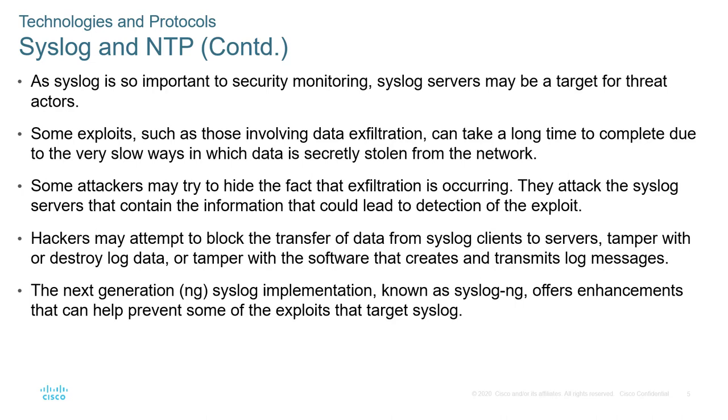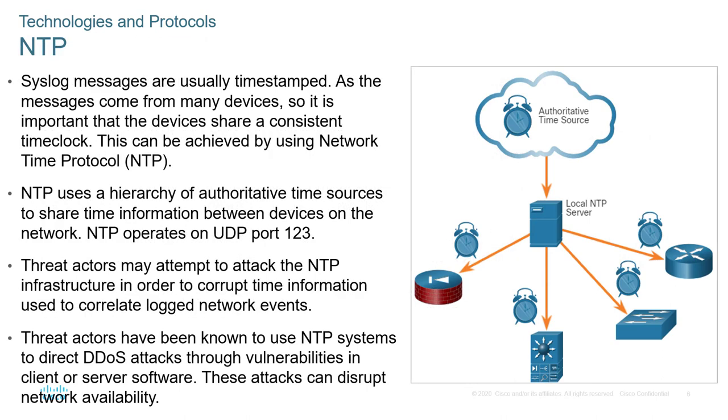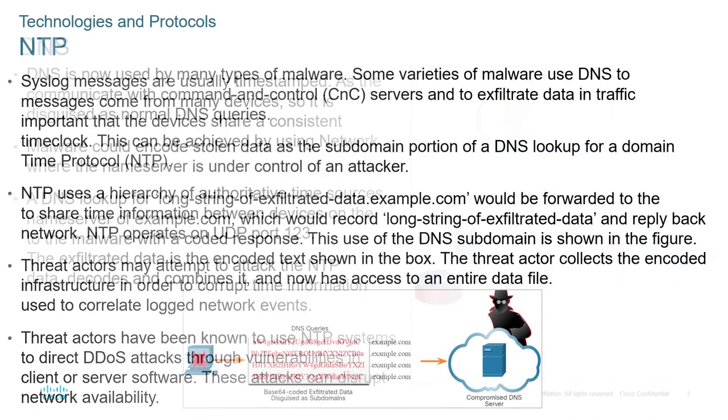And again, as we're talking syslogs, timing is crucial, so they will have a timestamp. The timestamp is done via NTP, or network time protocol, that uses UDP port 123. Threat actors may attempt to attack NTP infrastructure in order to corrupt the information of the events. Again, if all of the endpoints that are logging the security events have varying times, it makes trying to track down the attacker that much harder. So these types of attacks can disrupt network availability because of how important time plays in network functions.